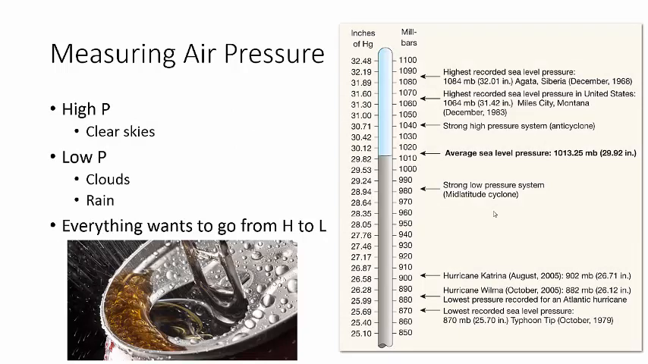Okay. Now here's the thing. High pressure and low pressure. Those are the main ones we're going to talk about. Now there's also rising pressure and falling pressure. Okay, but high pressure means that you have clear skies and nice weather. So you want a high pressure system if you're going to the beach.